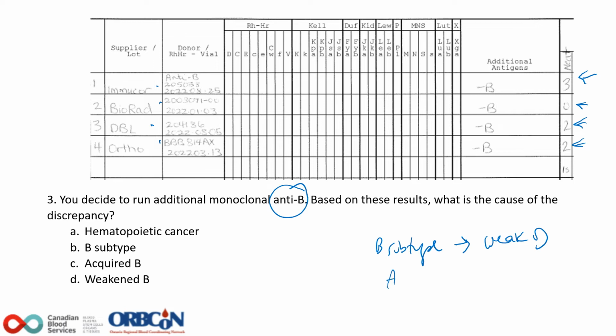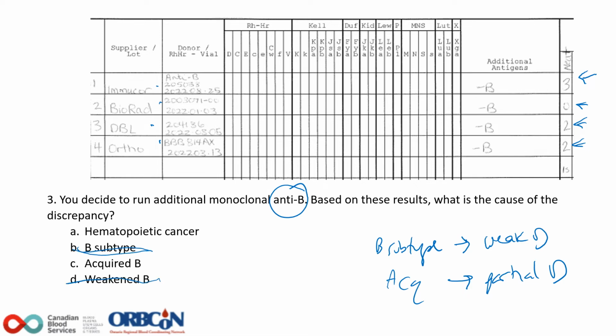An acquired B actually can look more like a partial D, because you'll have 4+ reactivity or 3+ reactivity, it'll go away and come back again. It's because the monoclonal antibodies look for a very specific epitope, and the acquired B epitope, which I'll show you on the next slide, is either there or not there, so it's either detecting it or not detecting it. If we had a weakened B, it'd be more similar again to a weak D, where it'd be a weaker reactivity, you'd incubate it, and it would get stronger. So we can get rid of this one and this one.